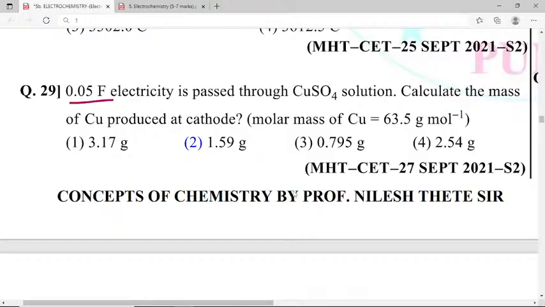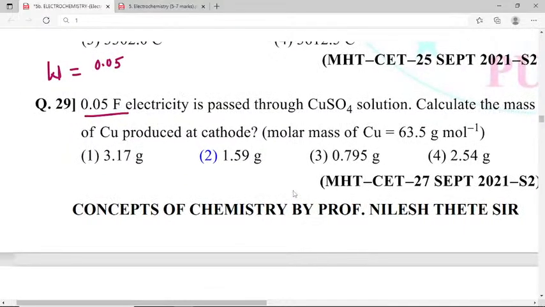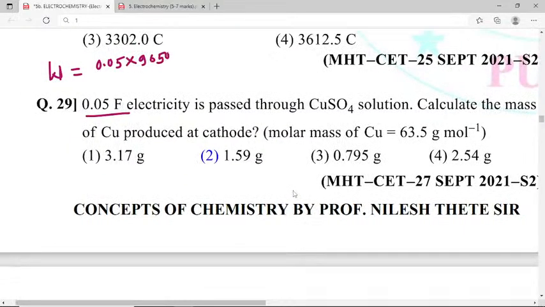So this is the mass of the copper, W of copper is equal to 0.05 multiplied by 96500 coulombs divided by 96500 multiplied by, what is the mole ratio of copper? 1 by 2. What is the molar mass? 63.5. Okay, then 96500 gets cancelled. If you solve this, you will get the answer 1.59.